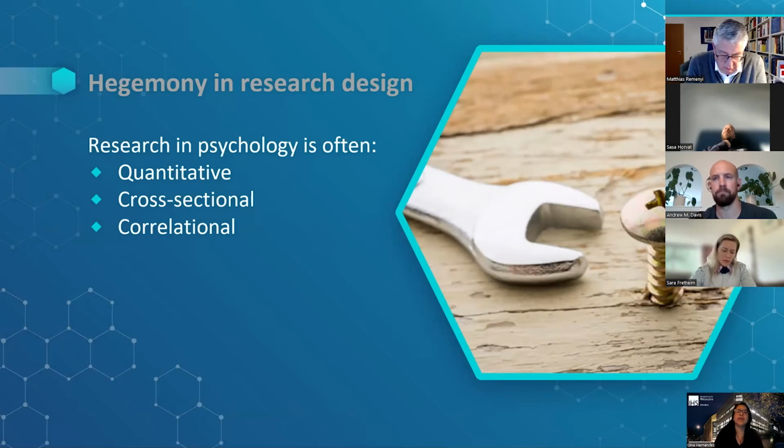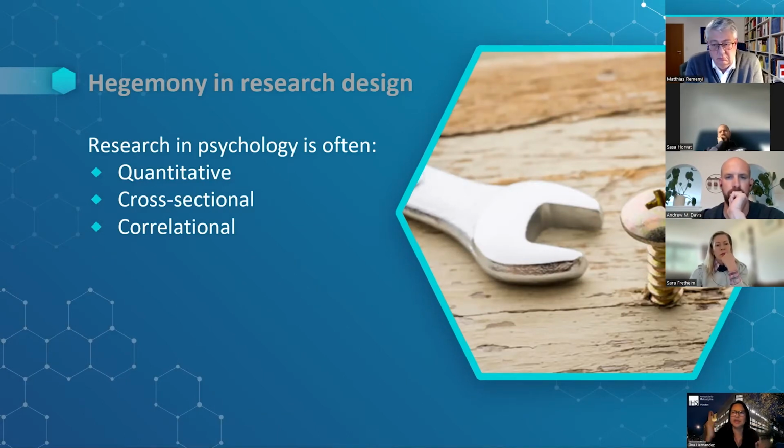So for example, hegemony in research design, you can find it really clearly because in psychology, often research is quantitative, cross-sectional, and correlational. Most research is like that. I would say more than 70% is always quantitative, cross-sectional, correlational. We know the limitations of a correlational analysis, like you cannot say anything about causality with a correlational analysis. We have the limitations of only quantitative studies because of the kind of questionnaires they use, and they are often not compatible with all populations. So we have many issues with this kind of design.